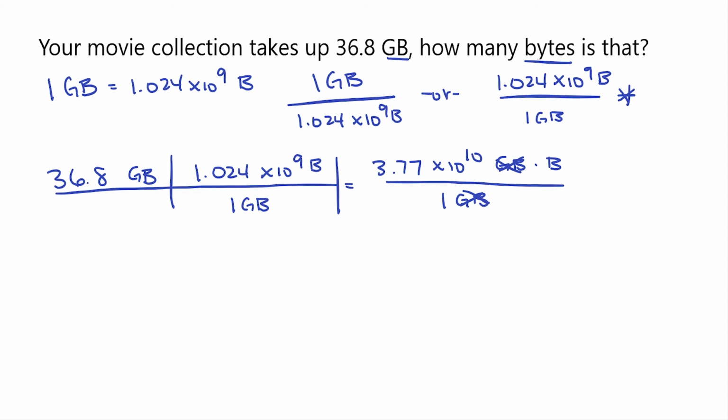So now 3.77 times 10 to the 10 divided by 1 is still 3.77 times 10 to the 10. And then my units will just be bytes. And that is how you convert from gigabytes to bytes.